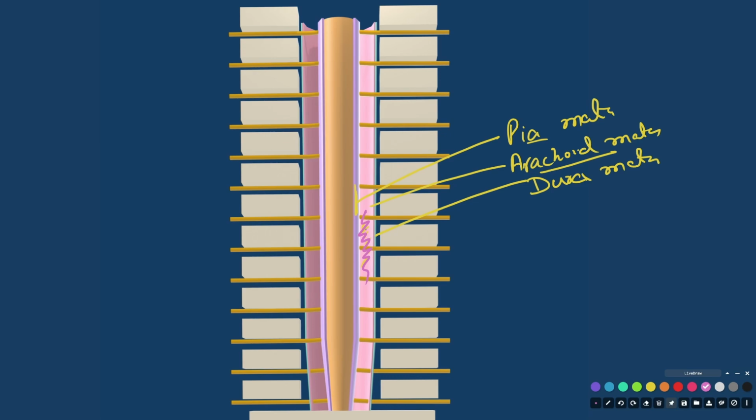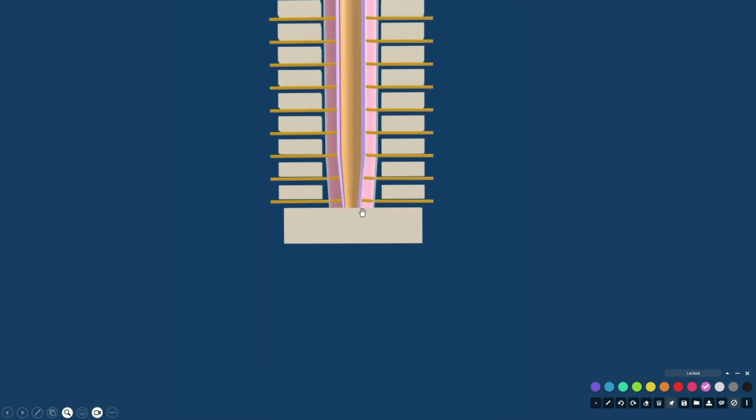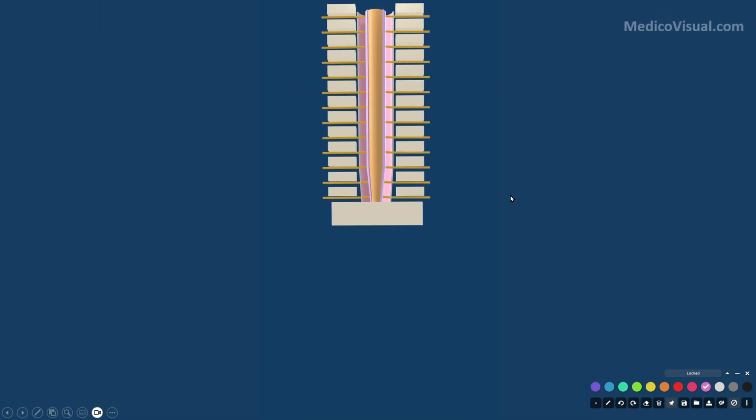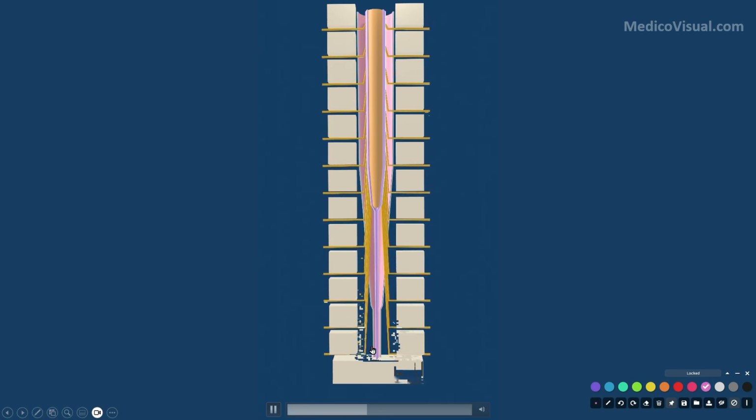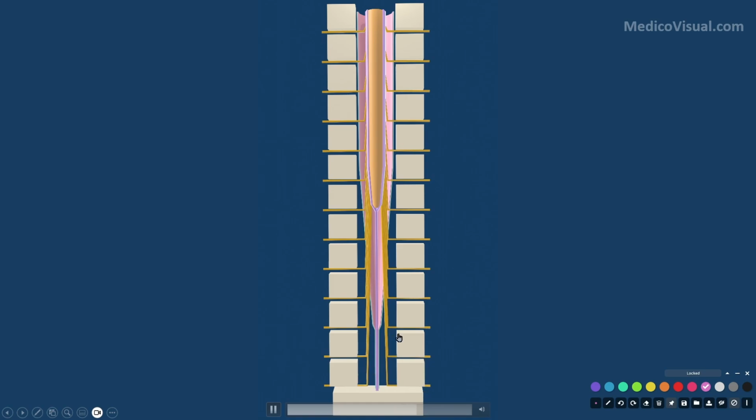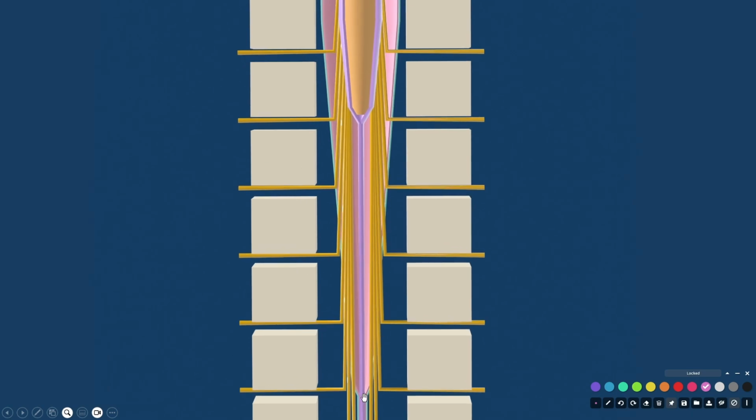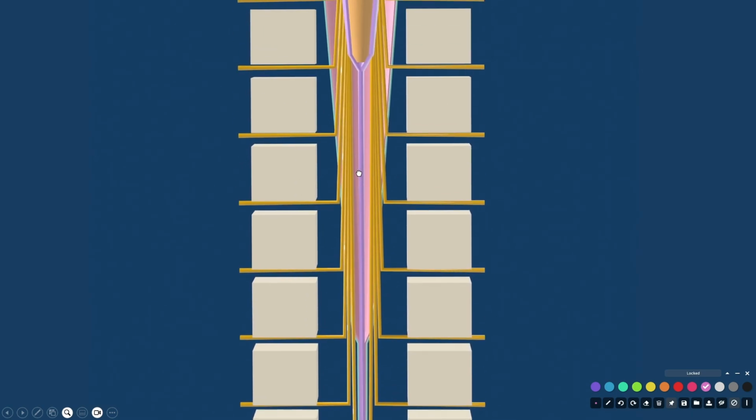Now initially these meninges are somewhat close to each other, and the pia mater has a special affection with the spinal cord. It almost always remains attached with the spinal cord. But when the spinal cord ceases to grow further and the vertebral column continues to grow, this pia mater will form a ligament-like structure. You can see here, it will form a ligament-like structure like this purplish one.